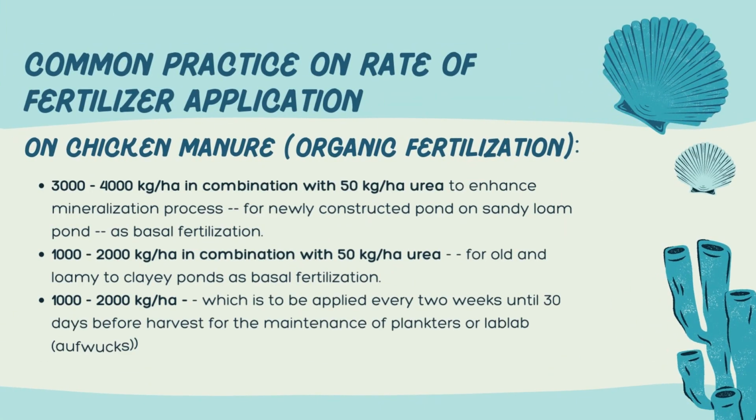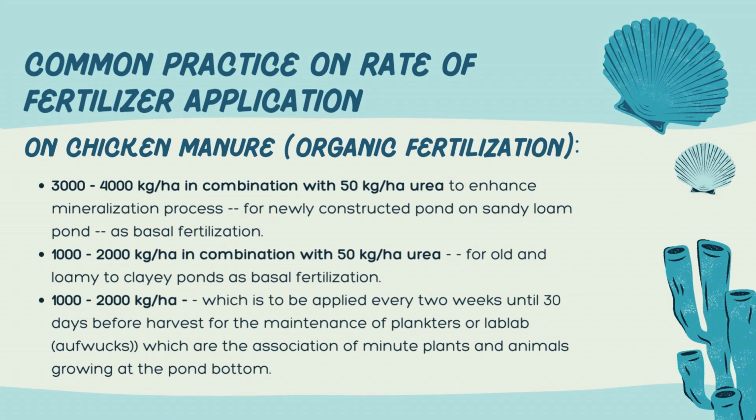Common practice on rate of fertilizer application. Without soil analysis, these are the recommended application rates on chicken manure or organic fertilization. First, the 3,000 to 4,000 kilograms per hectare in combination with 50 kilograms per hectare urea. This is to enhance the mineralization process. The second is 1,000 to 2,000 kilograms per hectare in combination with 50 kilograms urea. This is for old and loamy to clay ponds as basal fertilization. And the third is 1,000 to 2,000 kilograms per hectare without urea. This is applied every 2 weeks until 30 days before the harvest for the maintenance and growth of the lablab.